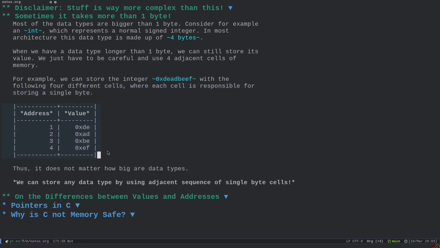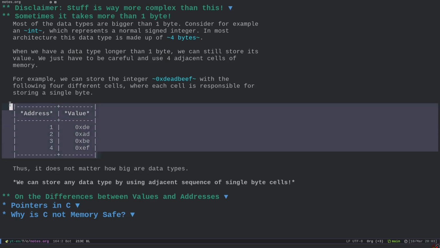So we can store it into different cells, like 1, 2, 3, and 4. We can store it as DE, then AD, then BE, and then EF. So basically what I want to say at this point is that it does not matter how big data is. We can still split it up into atoms of 1 byte each.